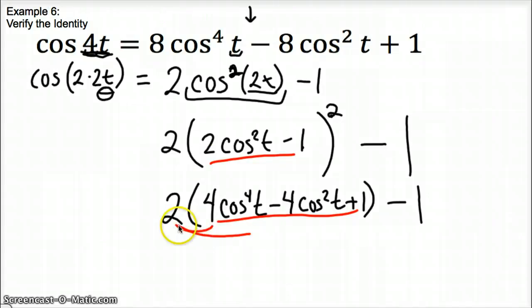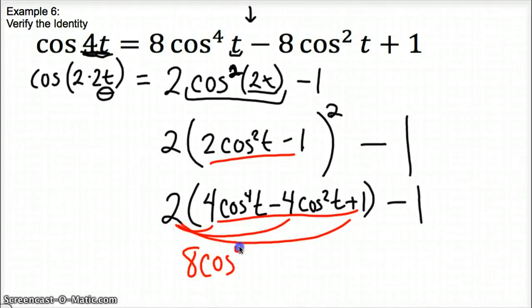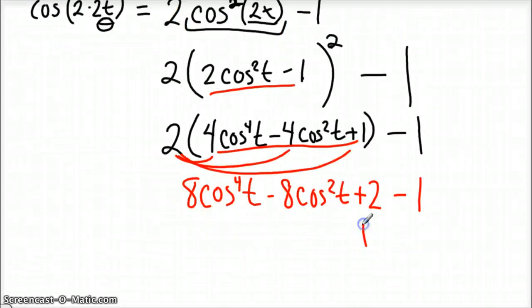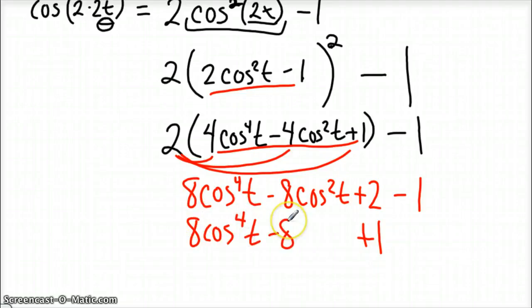So now I'm going to distribute the 2 across the board here and get 8 cosine to the 4th t minus 8 cosine squared t plus 2. And then once again I have my minus 1. I'm almost at my goal. I simply simplify the plus 2 and the minus 1 and make it plus 1, and I accomplish my goal of 8 cosine to the 4th t minus 8 cosine squared t plus 1. And I met my goal of verifying the identity.